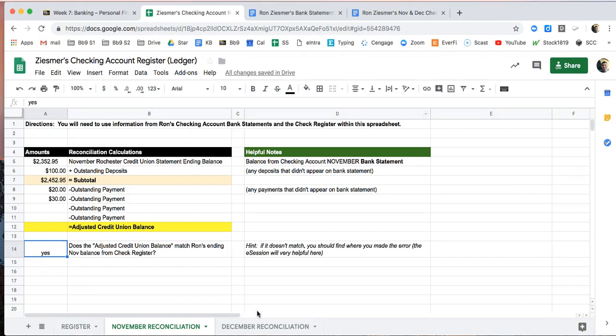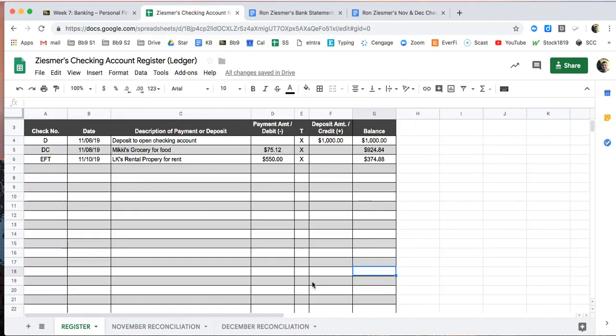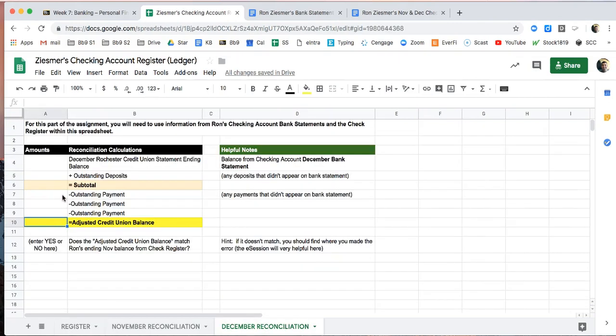And then you're going to do the same thing with December. Go through the December transactions and then fill this out. So that's what you want. For December, whatever the final balance is in here, you want that updated balance to equal this right here. And if you can successfully do this, you just rocked this assignment and you know how to balance your checkbook.